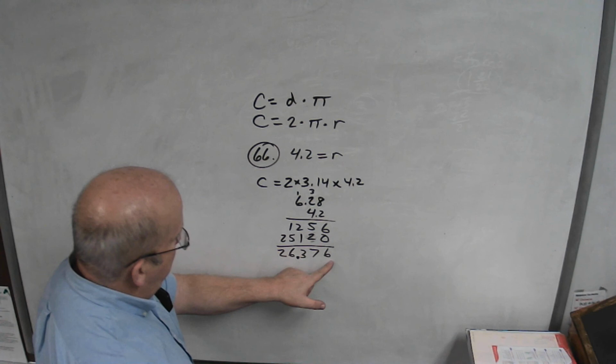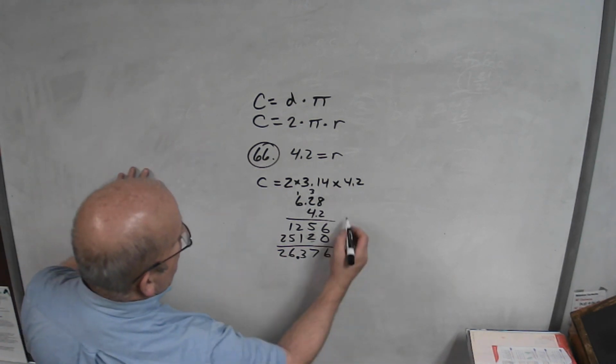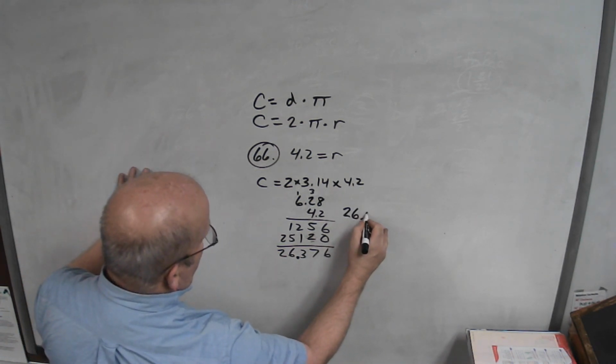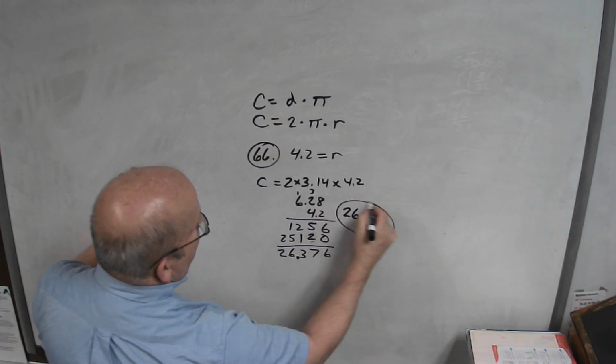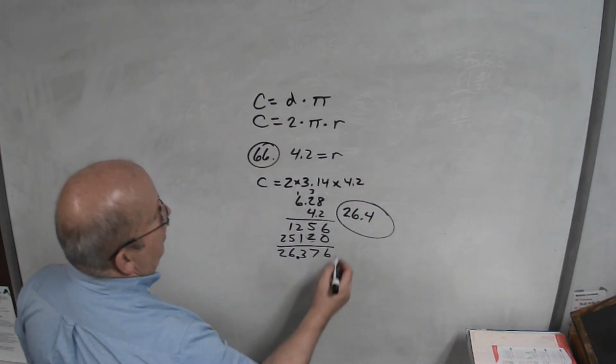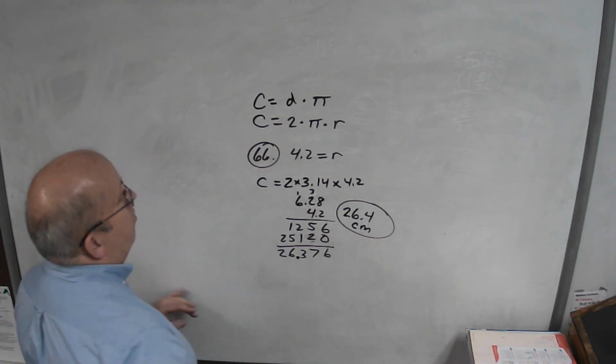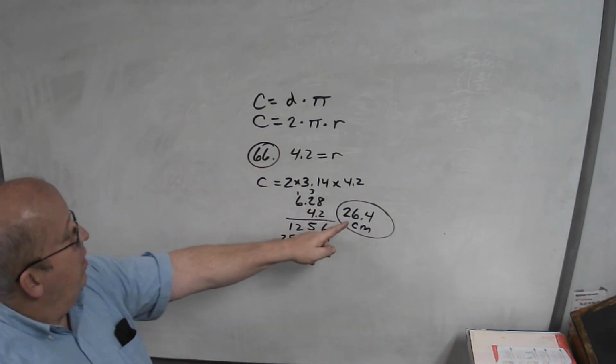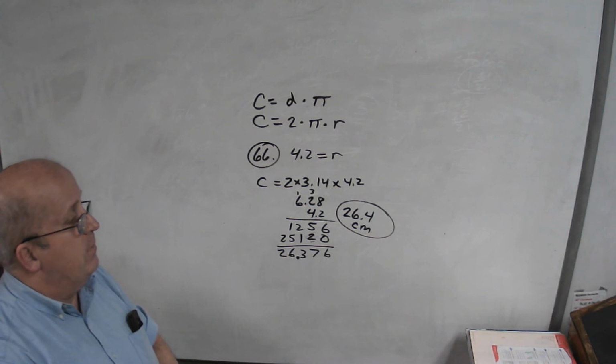So what would this be rounded to tenths? It would be 26.4. And what's my label for this problem? The label is centimeters. So my answer for problem 66 is 26.4 centimeters.